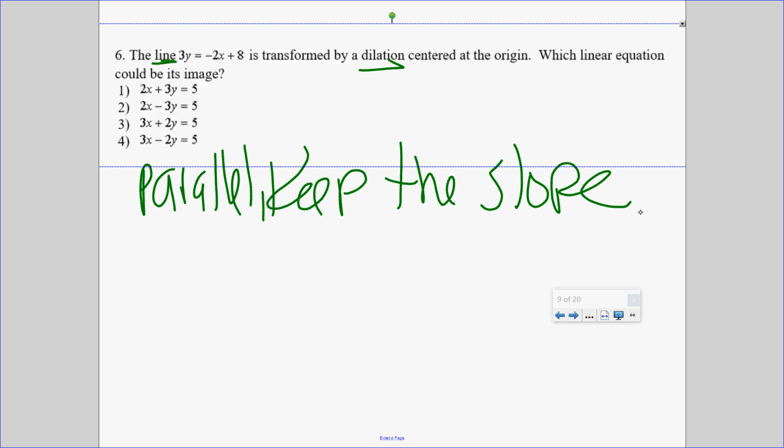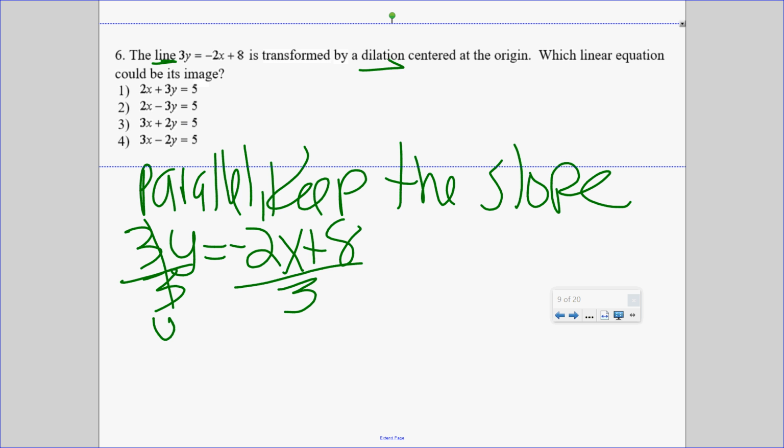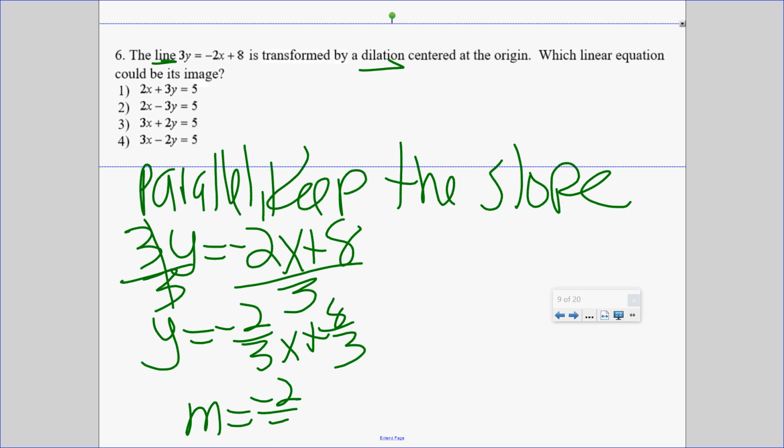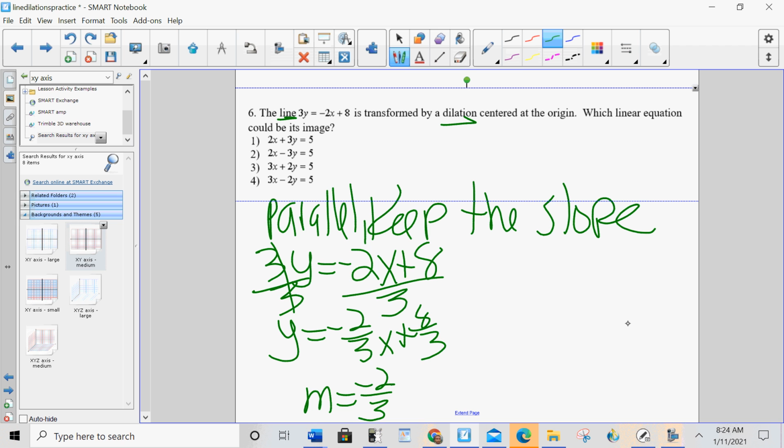I know that the slope must be the same. I don't know what the scale factor is, so I really can't tell you the exact equation, but I know that the slope has to be the same. So, what's the slope of my original line? I have to get y by itself in order to get the slope of my original line. Y equals negative 2/3 x plus 8/3. So the slope of my original line is negative 2/3. So, my answer must also have a slope of negative 2/3 because whenever I dilate a line, the image is parallel, the slope's the same.